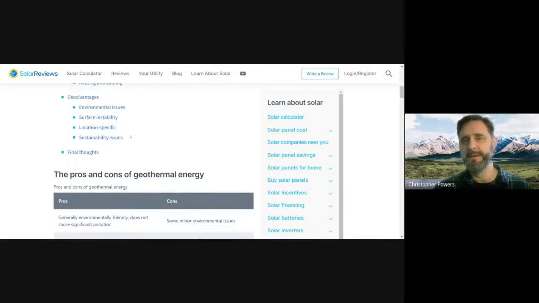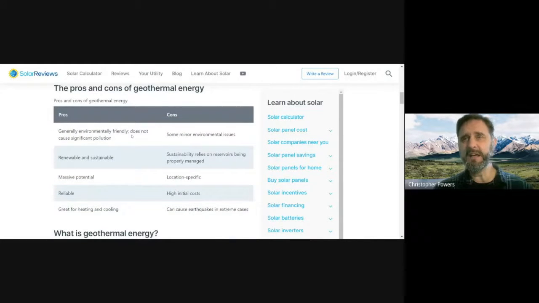Now, they give you pretty much a lot of your argument, of course, thank goodness. Pros: does not cause significant pollution, although they didn't say no pollution. It's renewable and sustainable, or is it? If it wasn't, we wouldn't have it. Well, hopefully it always is.